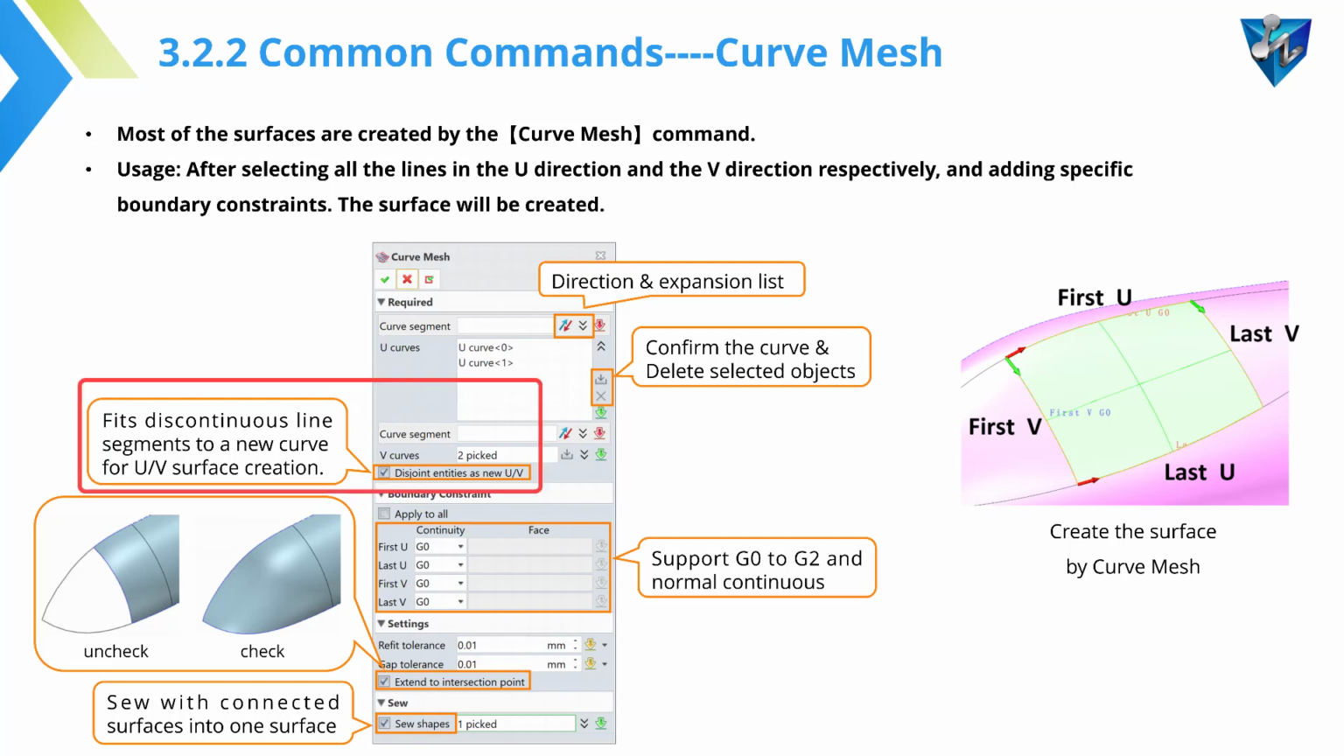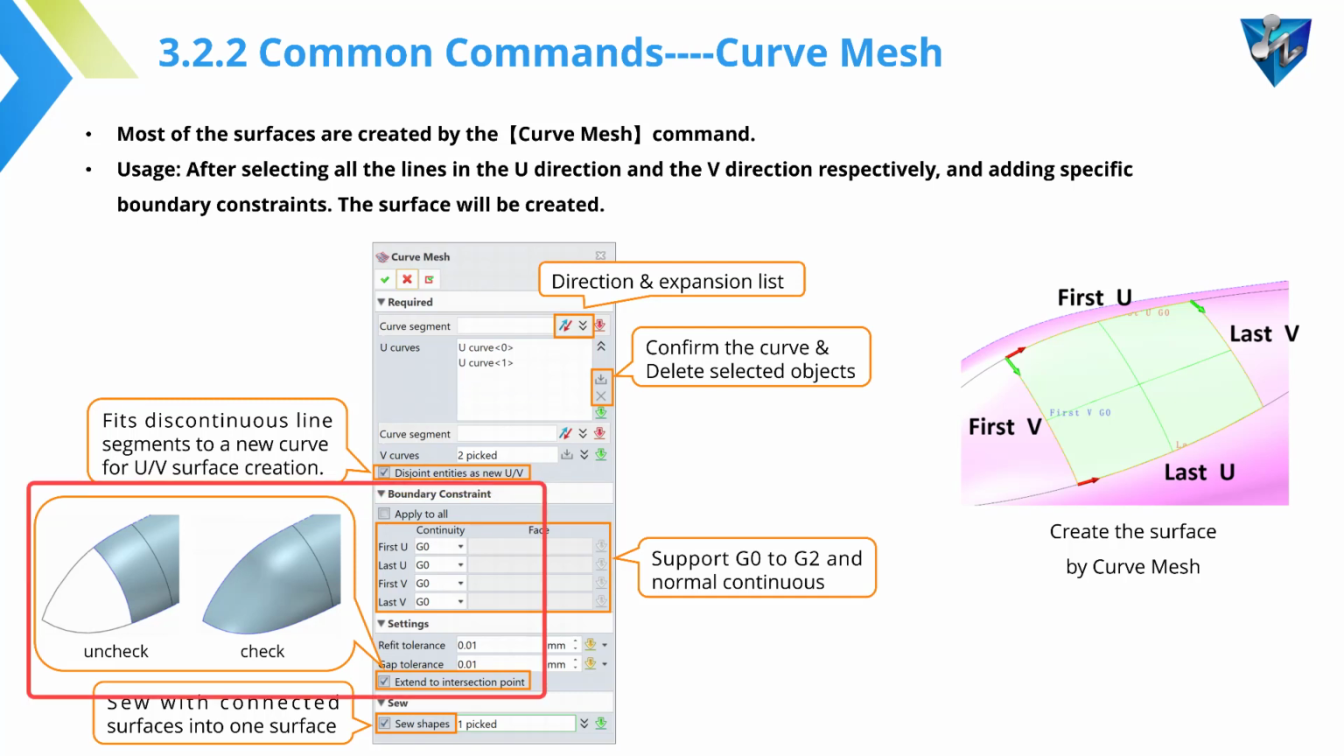About the disjoint entities as new UV option, if one curve is created by many lines, we can check this option that ZW3D will combine them as a smooth spline. It can increase surface quality. If we create the three-side surface, we need to check this option that can make the surface extend to the convergence point. The last option is sew shape. It is very easy to understand that we can sew the surfaces as one surface. Okay, let's move on to ZW3D to show more detail to you.